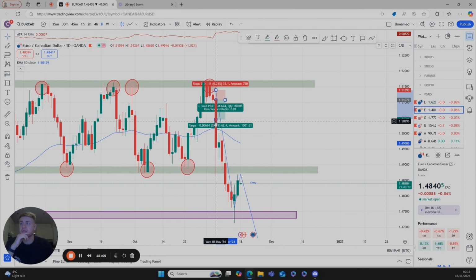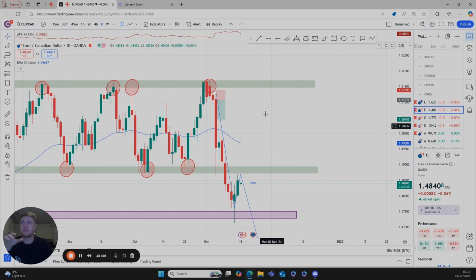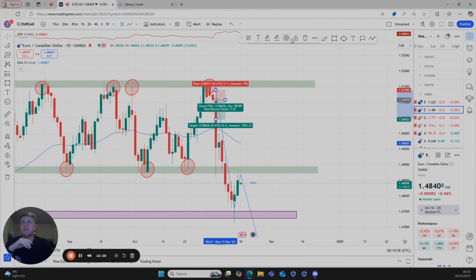What if I had a 1 to 2 risk reward? I mean, you could have had, even all the way down to there, a 1 to 11, even just a 1 to 10 risk reward. That could have been massive. But obviously you don't know it's going to do that at the time, and I do want to try and stick to my 1 to 2.5 risk reward.